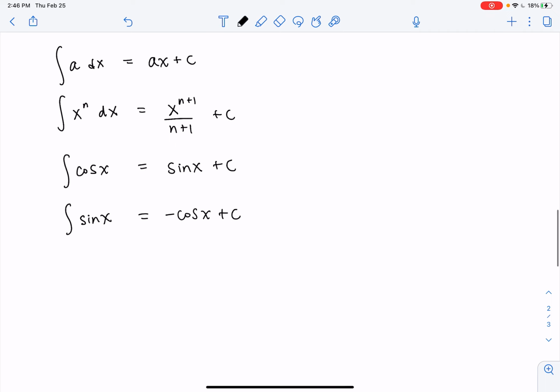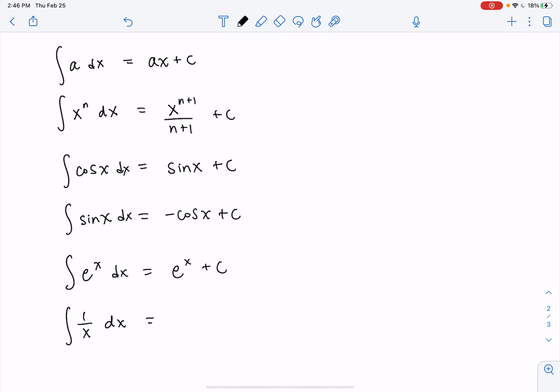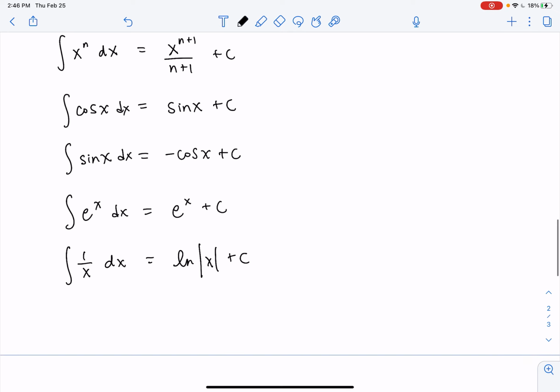So some more. The integral of e to the x, this one is so easy, it's just e to the x. We also have the integral of 1 over x. By the way, I'm forgetting my dx's. I'm being a bad role model right now. Okay, 1 over x dx is the natural log of the absolute value of x plus c. The absolute value part is important there.